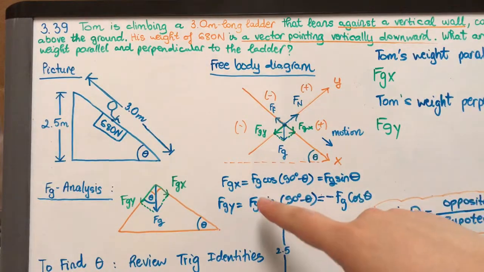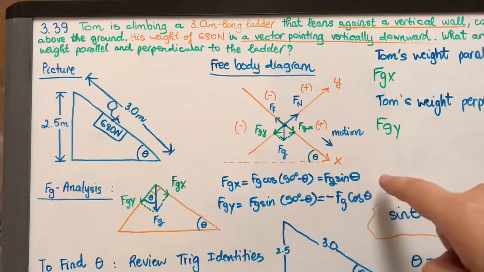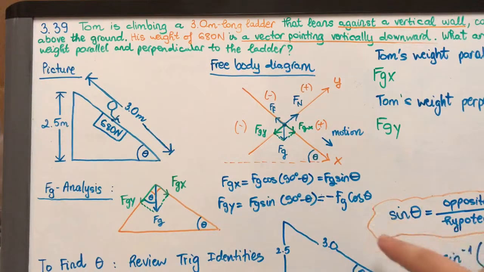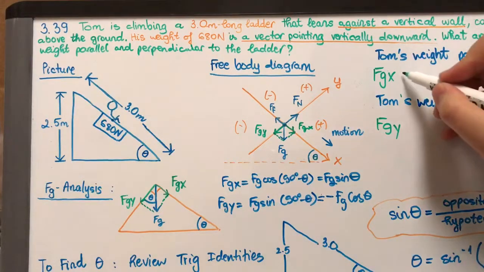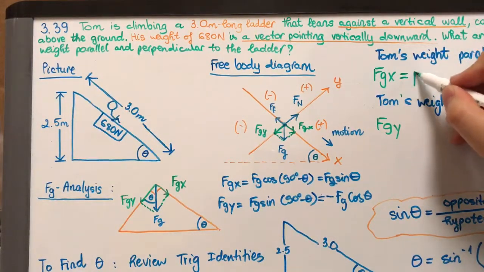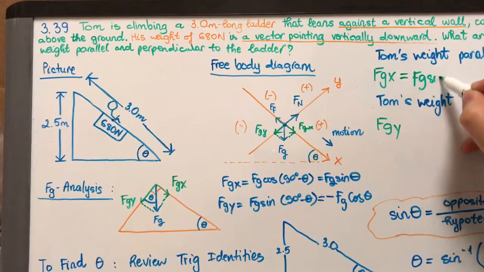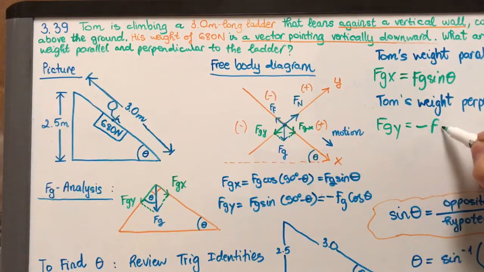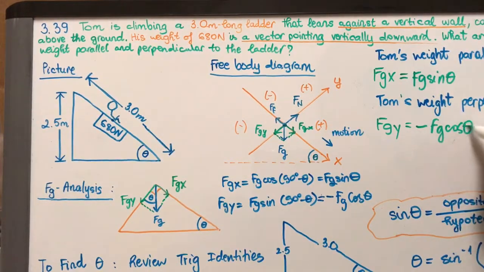Fgx equals Fg sine theta, and Fgy equals negative Fg cosine theta. So right here, Fg sine theta. Just remember the negative sign.